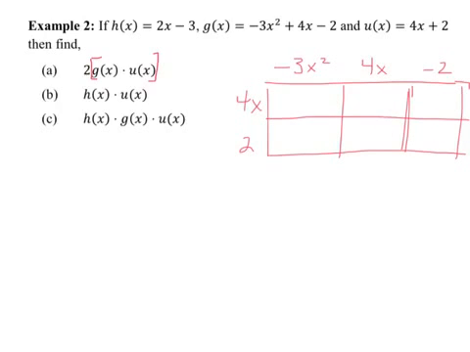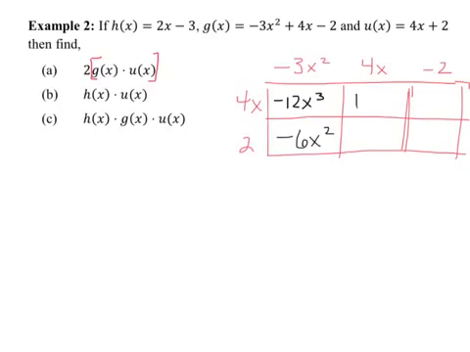And then we'll see that we can add like terms. So let's go ahead and look at this example. So we start with negative 3x squared times 4x. Negative 3 times 4 is negative 12. X squared times x is x to the third. So negative 12x to the third. Then we do negative 3x squared times 2. That's going to give us negative 6x squared.